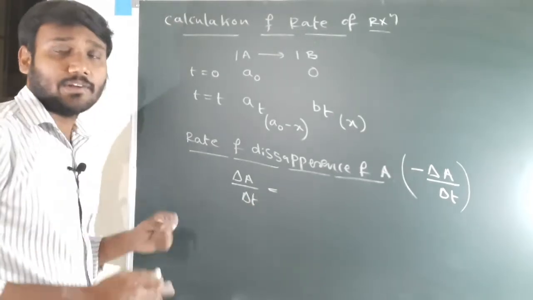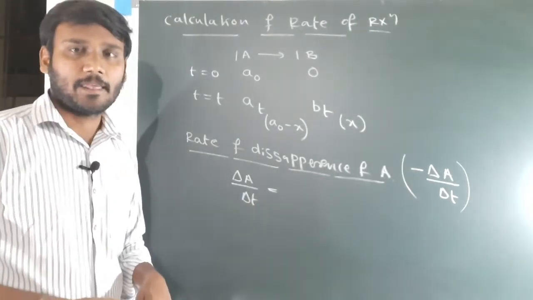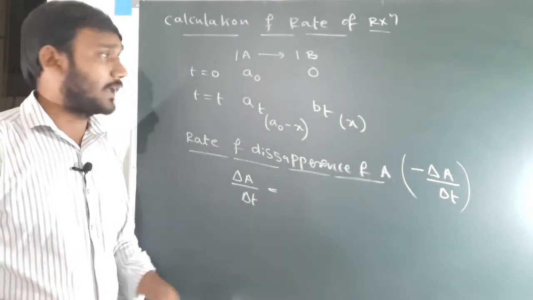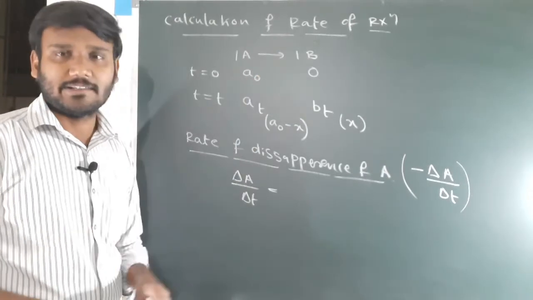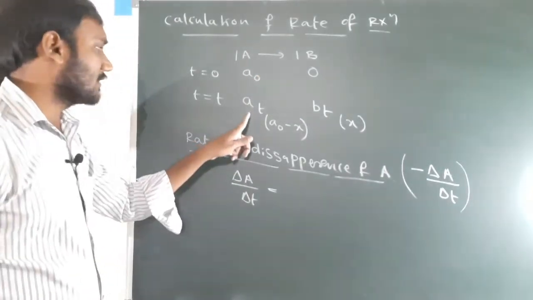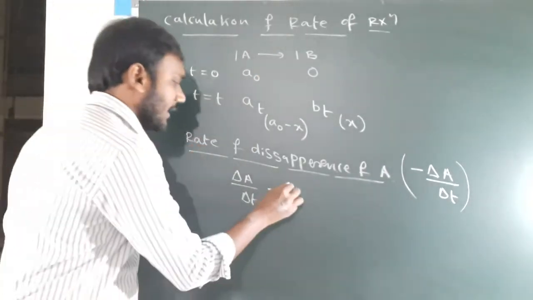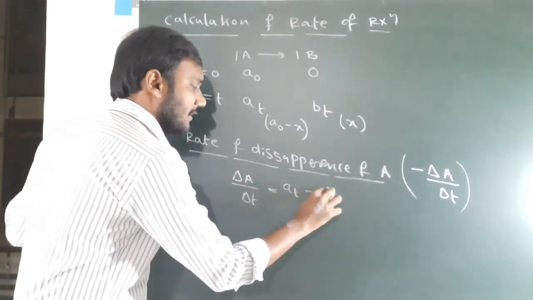Delta A is nothing but the change in the concentration of the reactant. Change in the concentration means from where to where? From the final time minus the initial time. Now what is the concentration of the reactant at final time? At minus A naught.